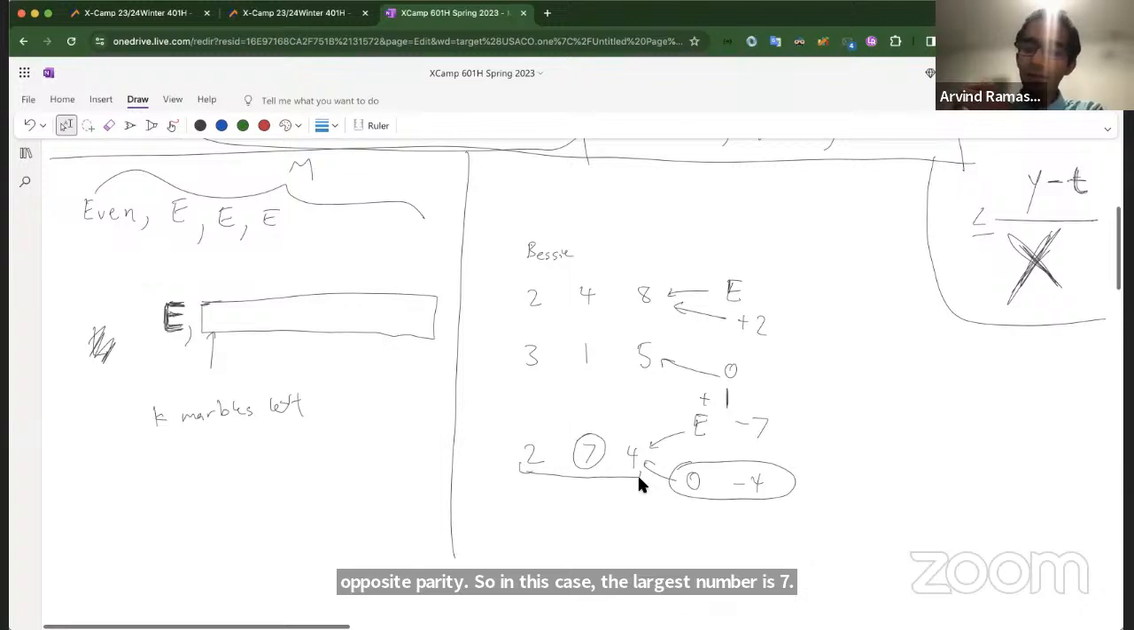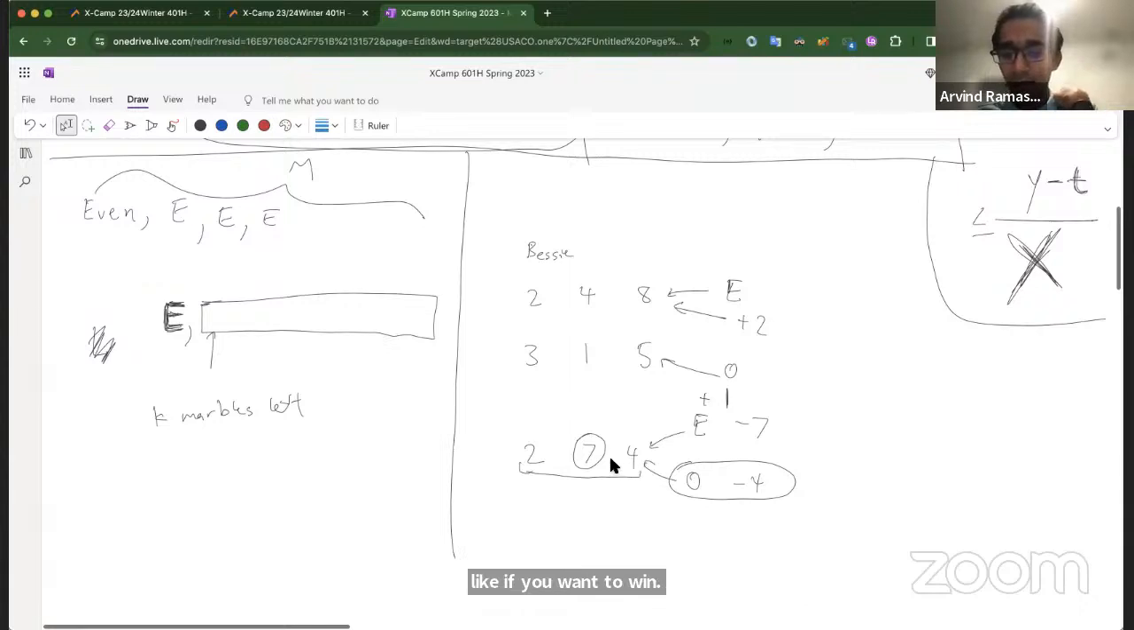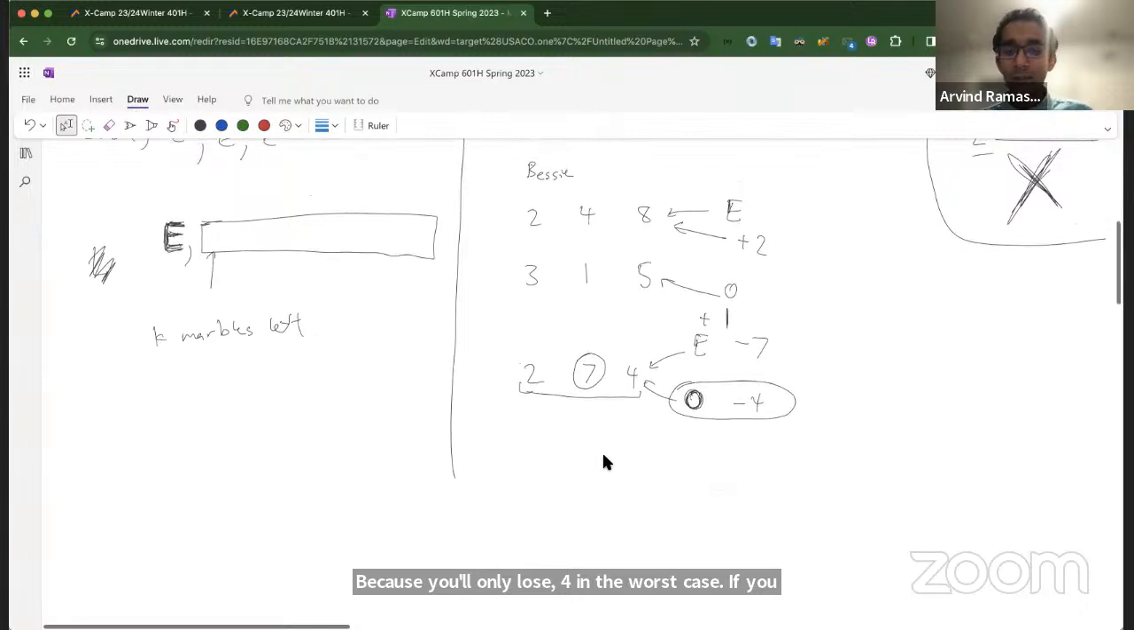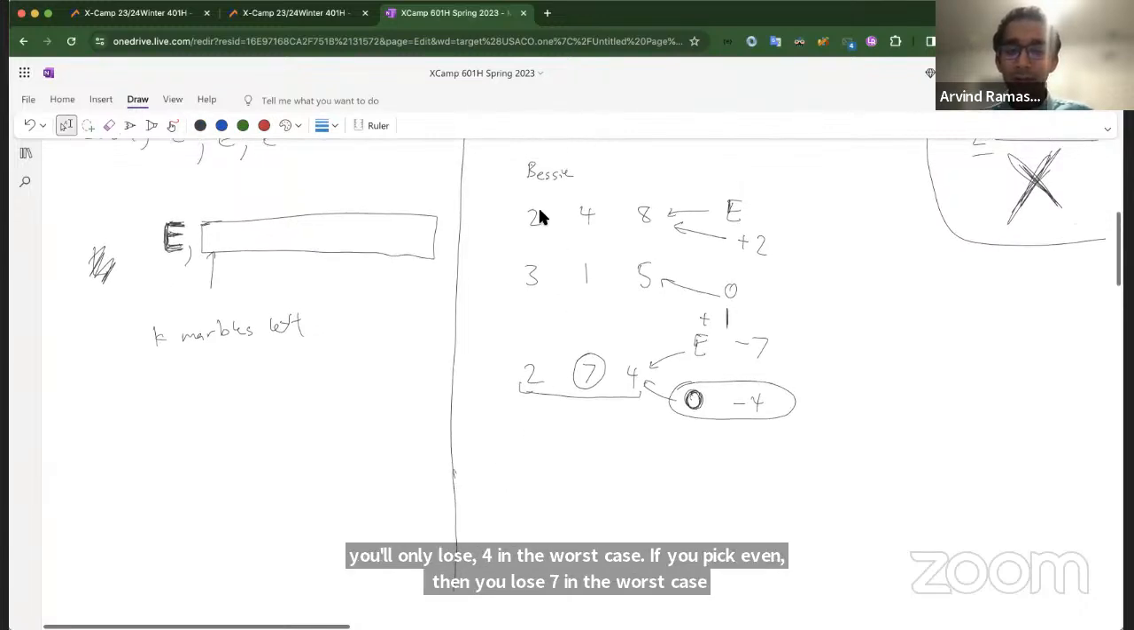If you want to maximize your chance to win and minimize your losses, then it's better to pick, oh, sorry, I flipped it around. It's better to pick even. Wait, no, I was correct. It's better to pick odd, because you'll only lose 4 in the worst case. If you pick even, then you'll lose 7 in the worst case. So this is the optimal strategy.